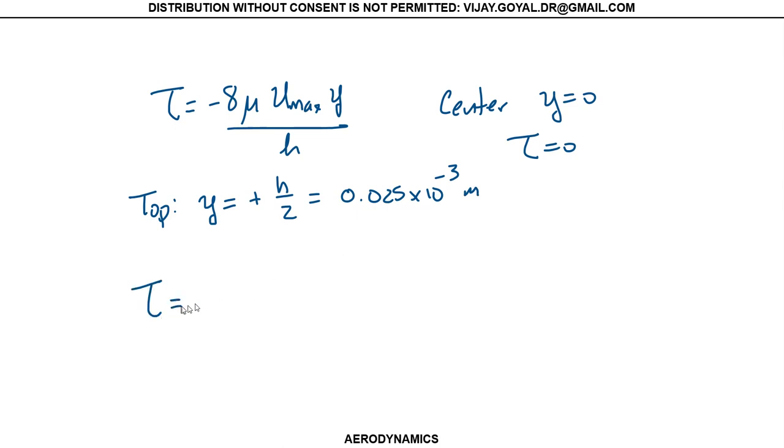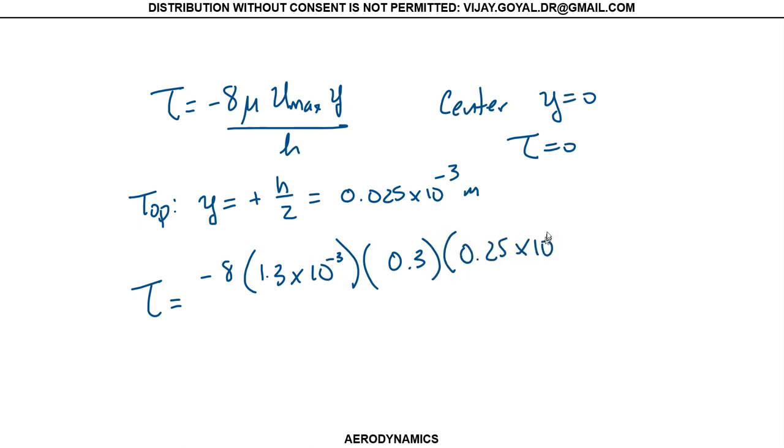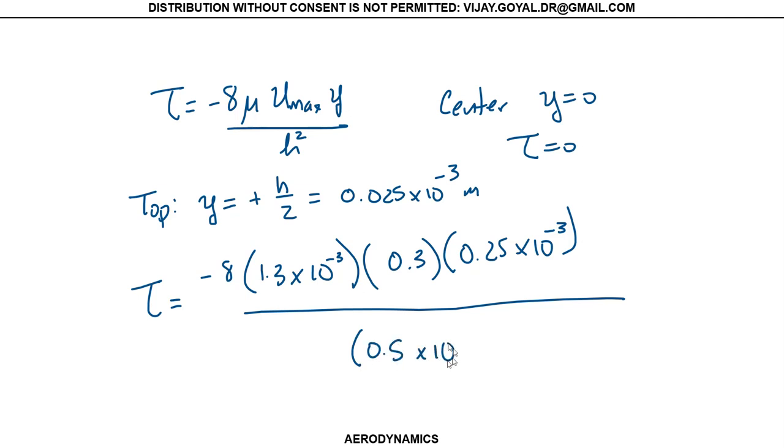So then replace all the numbers, you get tau equals 8 times 1.3 times 10 to the minus 3, times 30.3 times 0.25 times 10 to the minus 3, divided by, I'm sorry, there's an h squared missing there, 0.5 times 10 to the minus 3 squared. And if I solve all this, this is equal to minus 3.12 pascals.